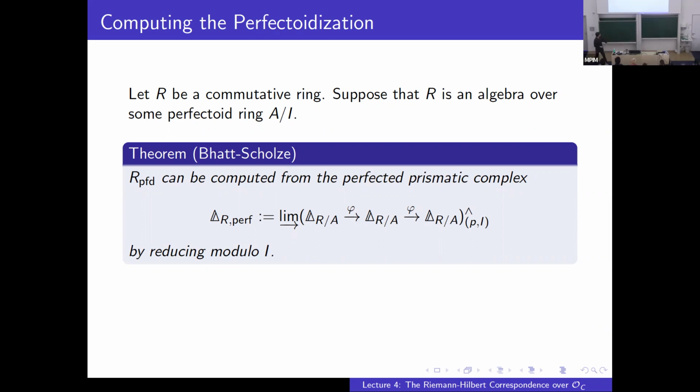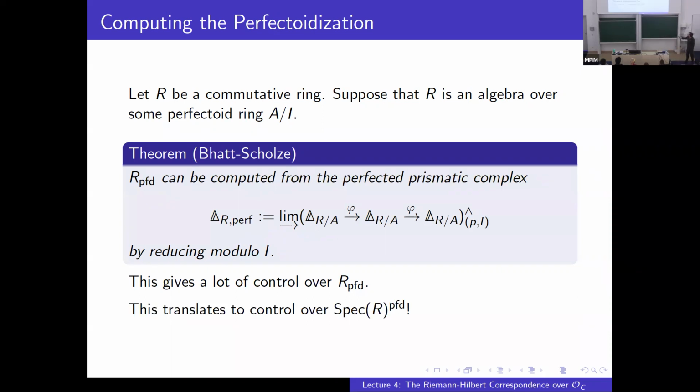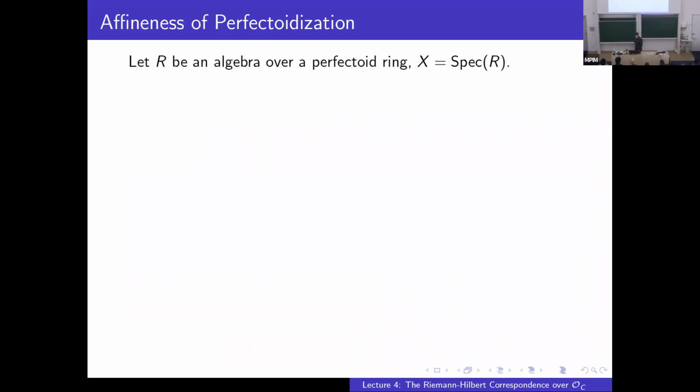But you can consider these chain complexes in general, and they recover, first of all, the thing described by the previous construction. But because they can be described in this way, essentially by taking some object that you might understand well already and inverting some Frobenius map, you get a lot of control over what this R perfectoid looks like. And that actually translates into a lot of control over this perfectoidization construction at the level of schemes. So let me say what I mean by that.